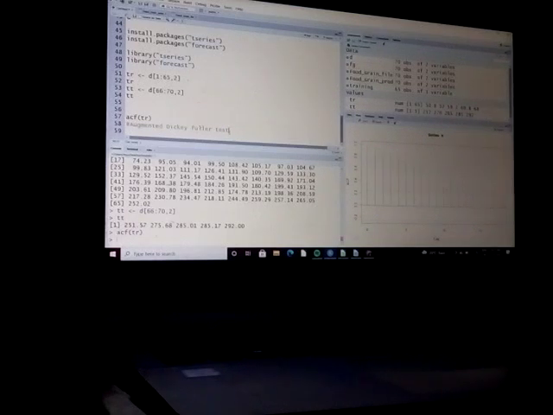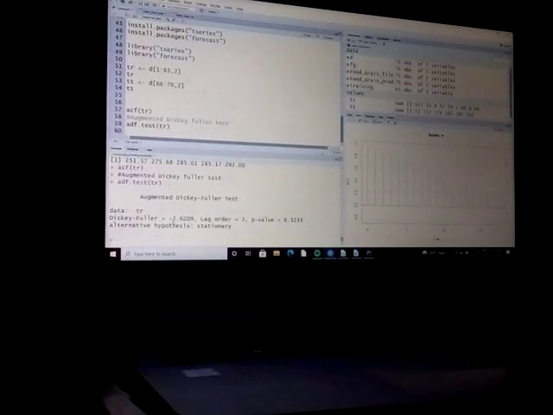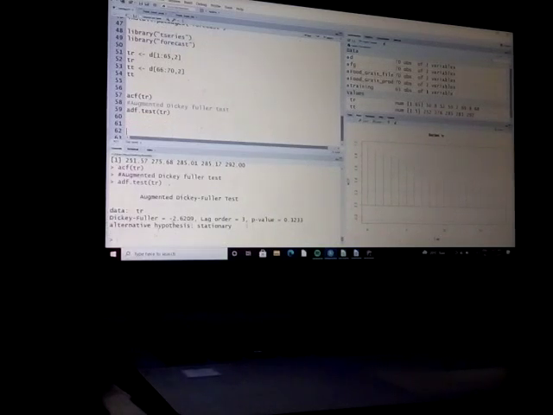So here H naught, our null hypothesis, is rho equal to 0, versus H1, rho less than 0. This means the null hypothesis is that the original time series is not stationary, versus the alternate hypothesis, that our original time series is stationary. So what I will do is run the adf.test command on tr. Okay, so what I got is, you can check the p-value is 0.3233.